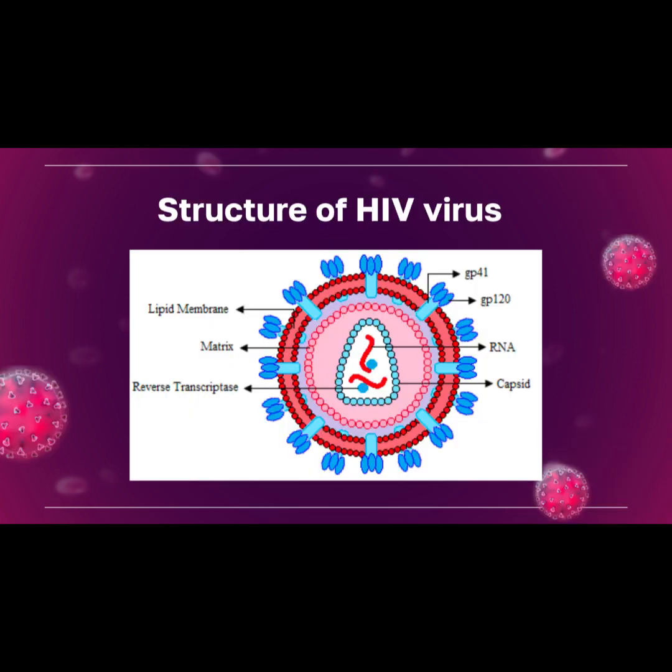What does an HIV virus look like? The structure contains, first, in the middle, RNA and reverse transcriptase, which are then enclosed by a capsid, and this capsid is then surrounded by a protein called matrix. Then we have the lipid membrane, which has glycoproteins 41 and 120 on it.